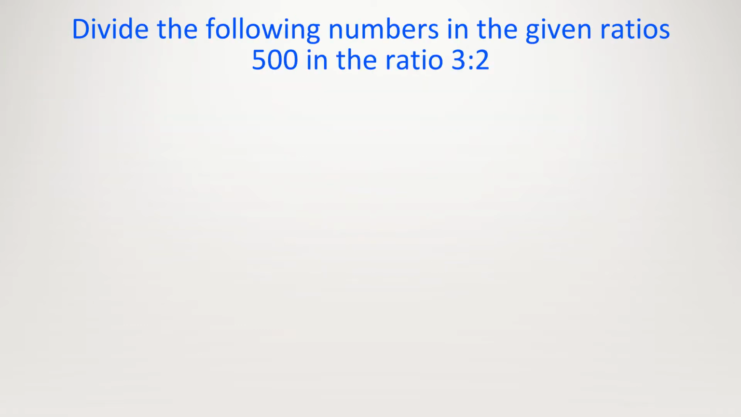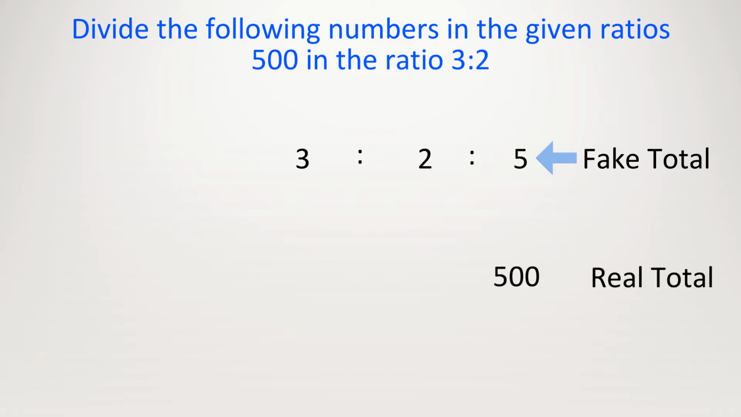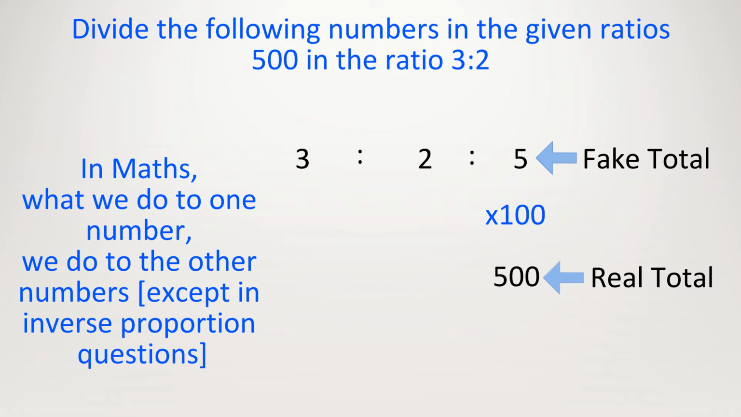Divide the following numbers in the given ratios. 500 in the ratio 3:2. 2 columns once again. We have 3, 2, and first thing with ratio questions is to add up the parts. So 3 plus 2 is 5. This last column I call the total column. This is the fake total. The real total will go underneath, which is 500. How to go from 5 to 500? We times by 100. And in maths, what we do to one number, we normally do to the other number. That means we do 3 times 100 and also 2 times 100.